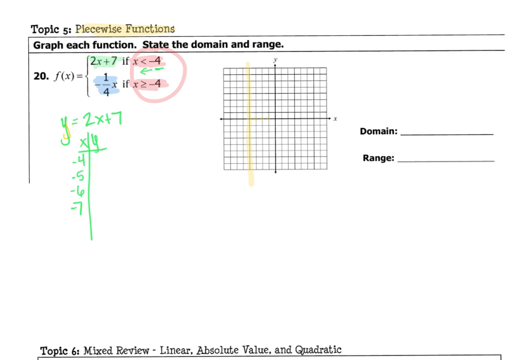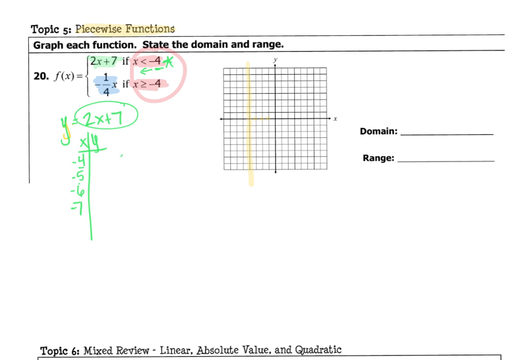Again, there are two ways. You can plug in 2x plus 7 into your graphing calculator and then go to your table of values from there, and then you're going to match what it says y is when x is -4, when x is -5, and so on. You have to make sure you're only using those values where it said x is less than -4. Or you can plug them in by hand.